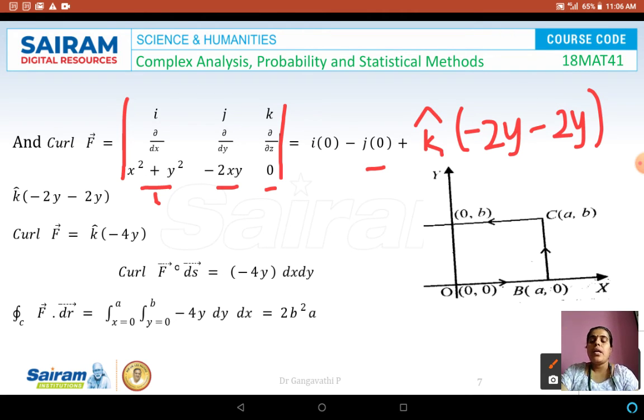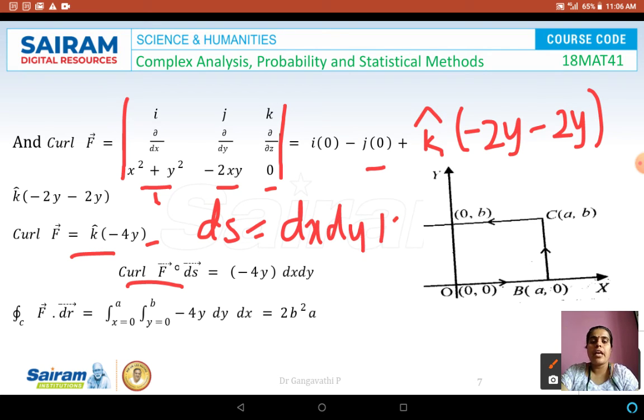So therefore curl f is going to be minus 4y into k cap. Now let us find curl f dot ds. ds is already taken as dx dy k cap. So this is also having a k element, and the ds is also having a k element. So ds is equal to dx dy k cap. So the dot product of curl f with ds gives us minus 4y into dx dy.